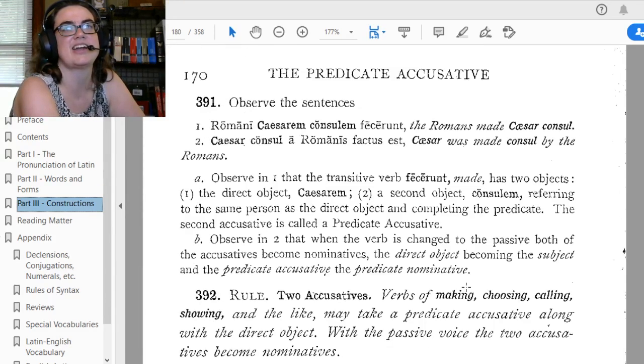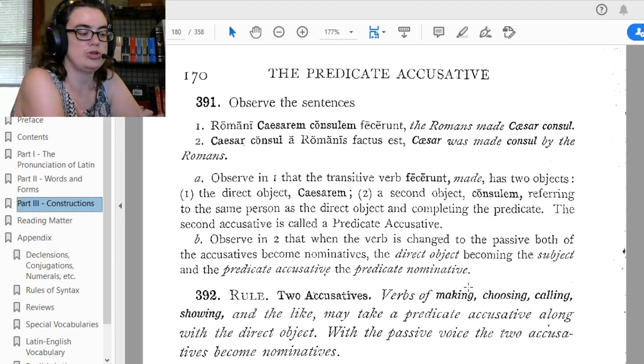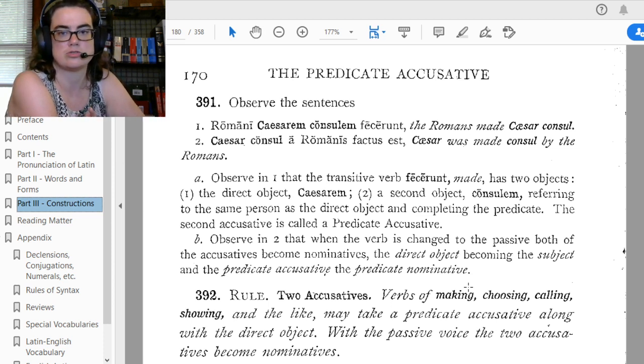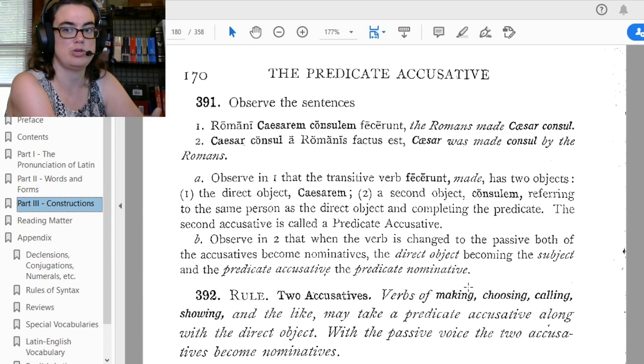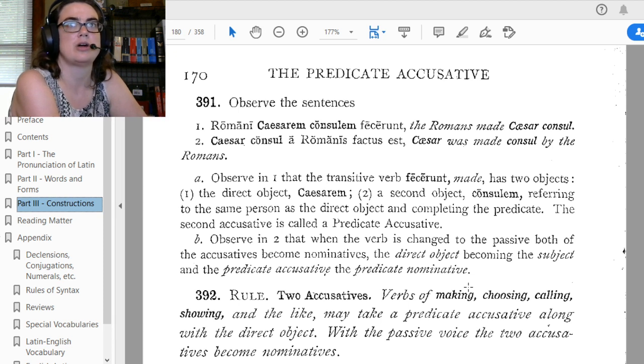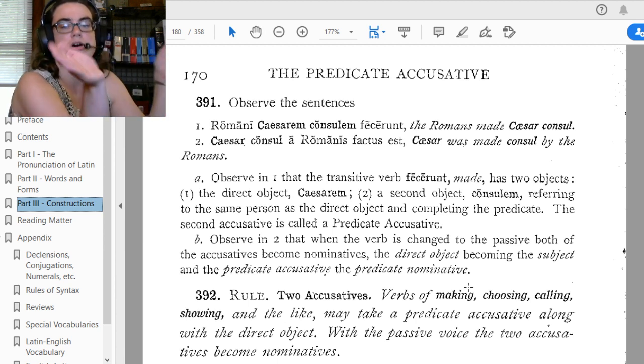All right, the second item, a small item, predicate accusative. So we're used to predicate nominative. Caesar is a consul. Caesar est consul. The predicate, the second part of the sentence, also has a nominative because you have a verb to be. However, you can also have a predicate accusative, which means, well, another way of referring to it is the double accusative. So, for example, in sentence 1, Romani Caesarem consulem fecerunt. The Romans made Caesar consul.